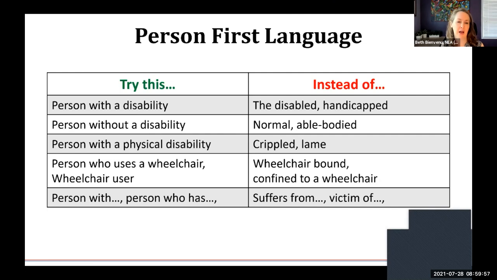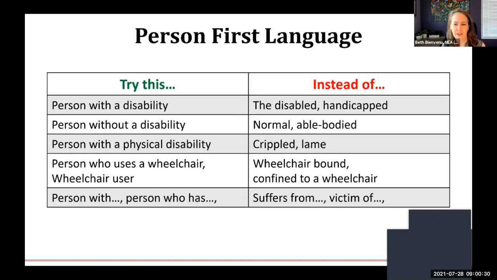So in the left-hand column, we have the more affirmative statements. And in the right-hand column, we have the terms that we're trying to stay away from. So instead of saying "handicapped": the term is very old, it's outdated. It refers to the time when people would beg on the corner with their cap in hand. So that's where handicap comes from. And you may still see it used for parking or other things, and I'll get to that in a moment.